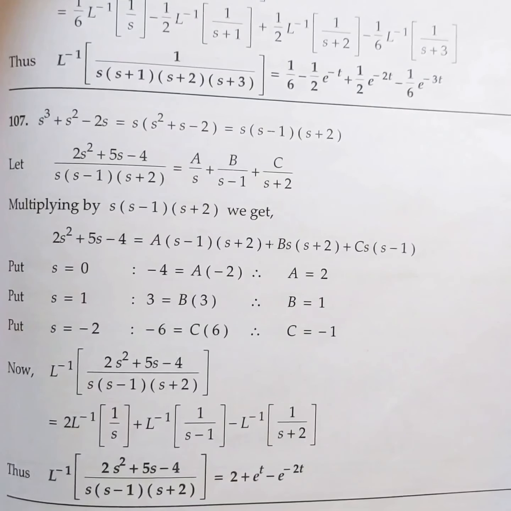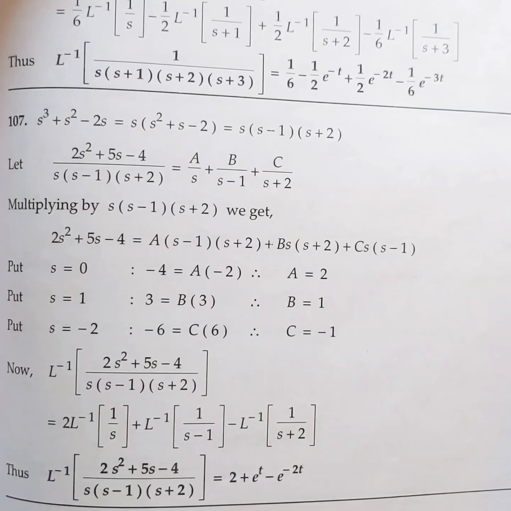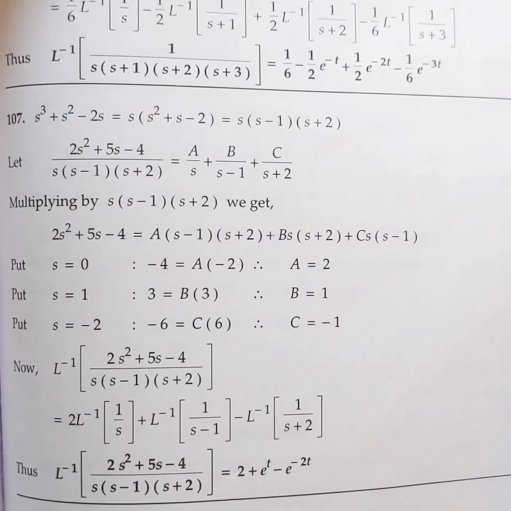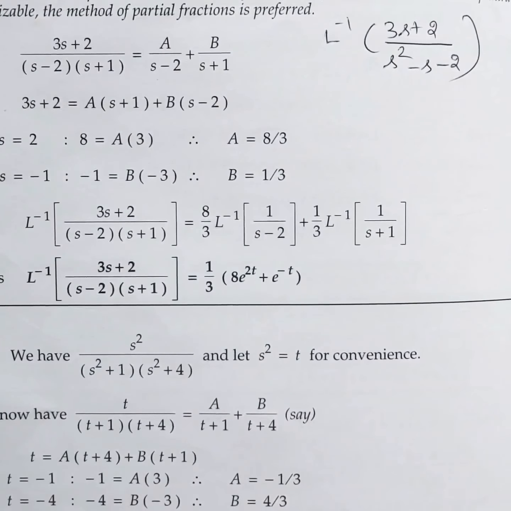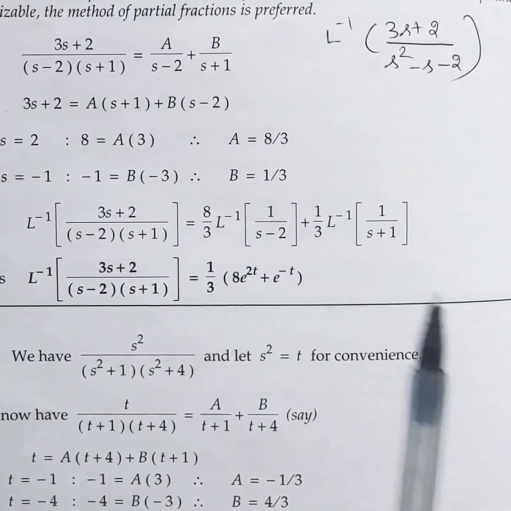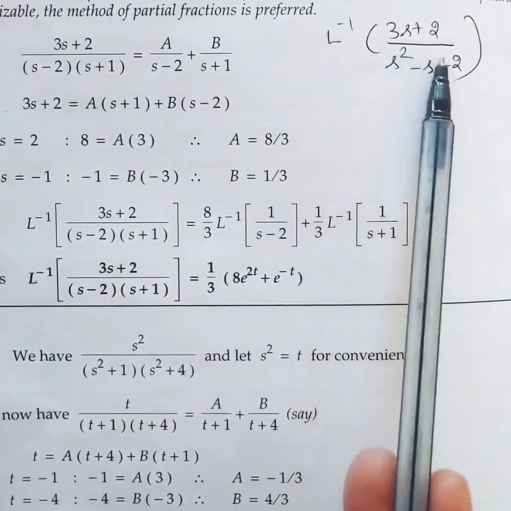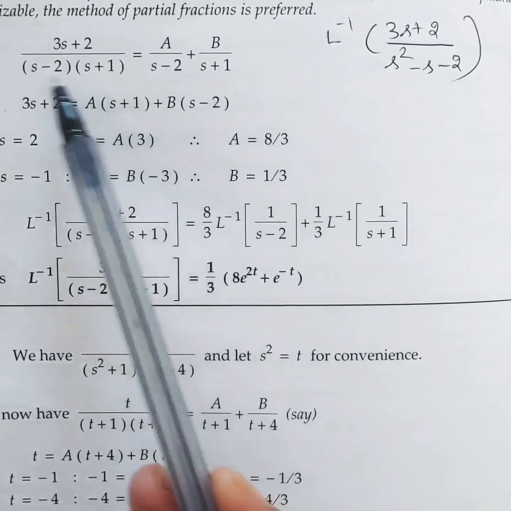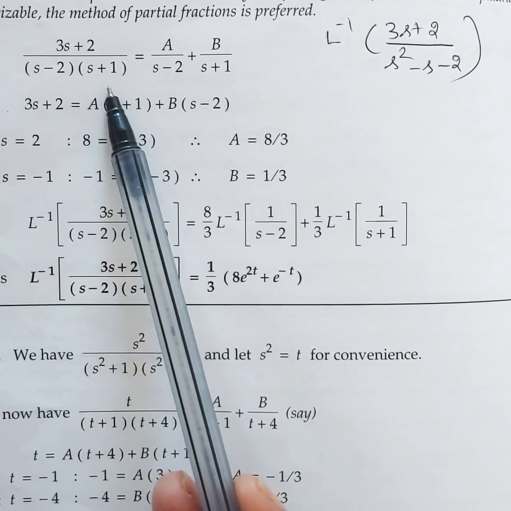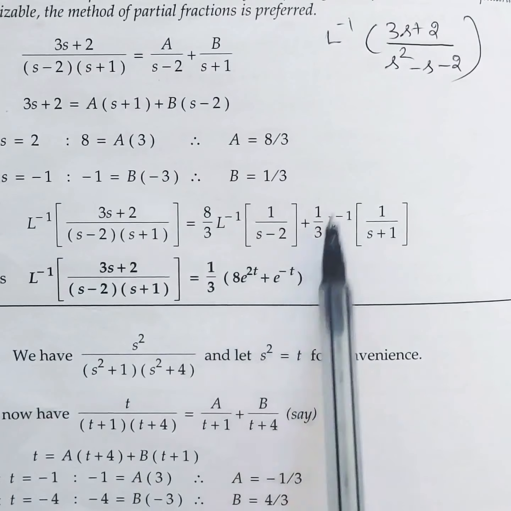You can check the solution, because this is a very simple problem similar to the previous one. You can try this problem on your own. See this problem, they have asked this in model question paper also. Laplace inverse of 3s plus 2 by s square minus s minus 2. I can split this as s minus 2 into s plus 1. So it's easy partial fractions.